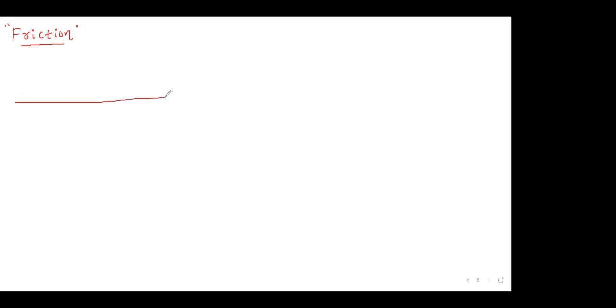Now, let us consider an object here on this surface. Let us say the mass of this object is m. So the weight is going to act downward. That weight is equal to m into g. How is the normal reaction going to act? Normal reaction is going to act vertically upward. That is N equals mg.